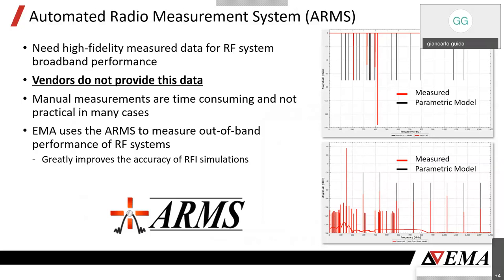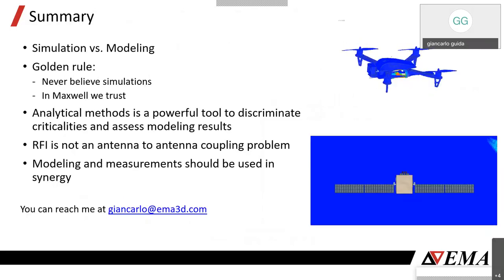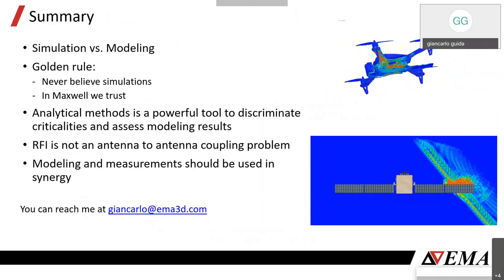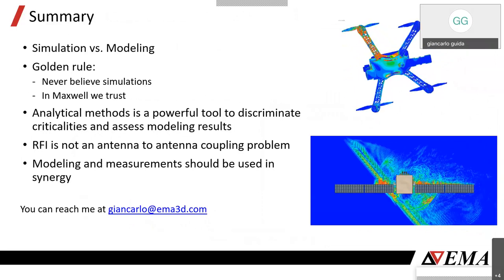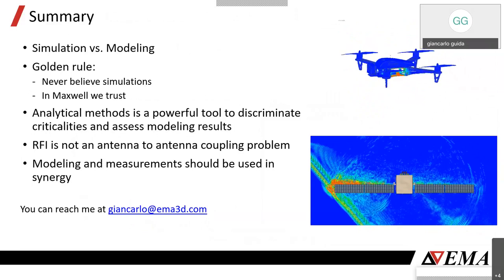We recently published a couple of papers on a system named automated radio measurement system that provides an automatic way to obtain models for the transmitter and the receiver, in band and out-of-band, that we believe could be of interest to our community, for people that are interested in radio frequency interference analysis. But this is the last slide. No, sorry, just let me wrap up my presentation, and then we can open the session for question and answer.